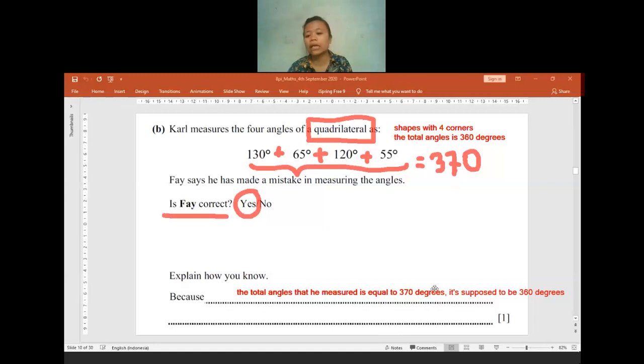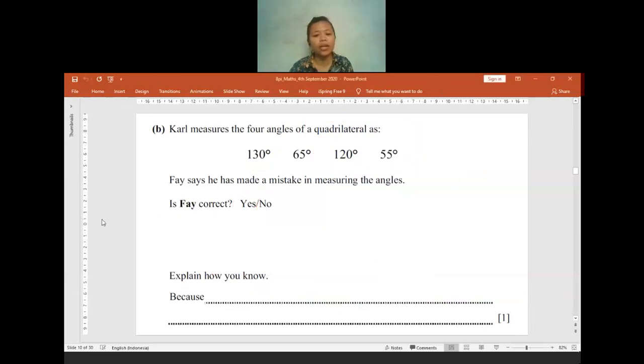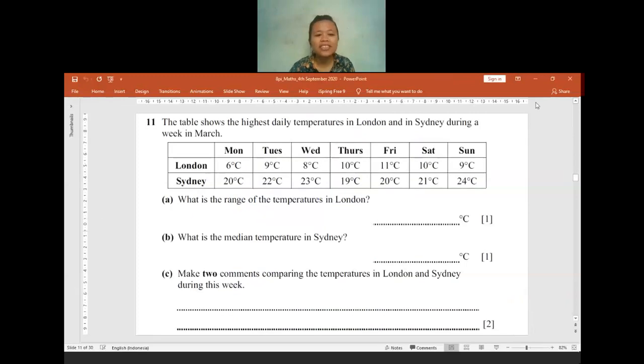For question B, I cannot write the symbol for the degree, that's why I write it in words. It would be better if later you write it with the complete unit, so you write 370 with the degree unit like this. I just cannot write it when texting, that's why I write it in words. Okay, I will move to the next question.